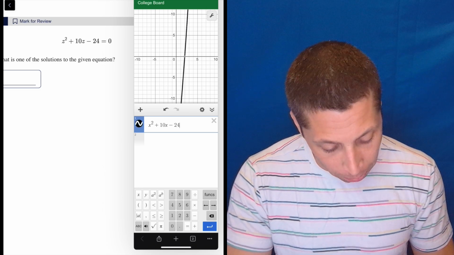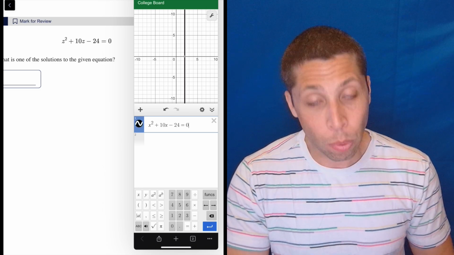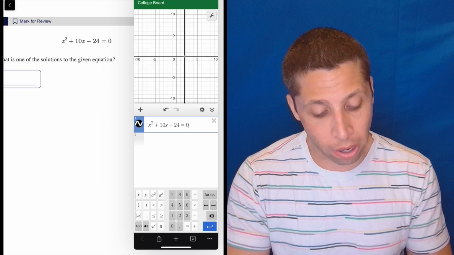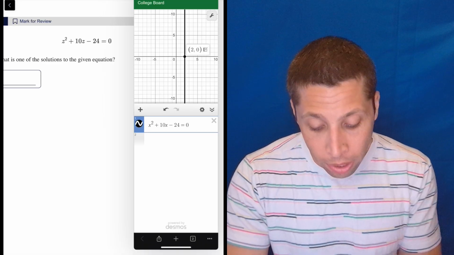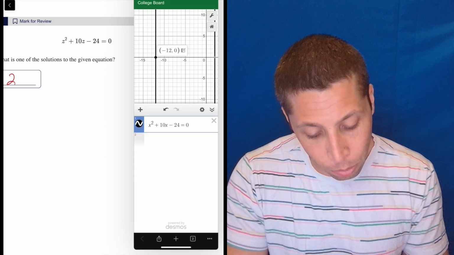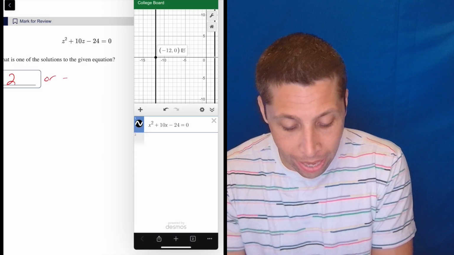And we get the parabola here, but we can also just do equals 0. And we would get vertical lines. And those vertical lines are telling us where the solutions are. So we see one is at 2. So that's a perfectly valid answer. If we scroll over, we're going to see the other one is at negative 12. So that is also valid.